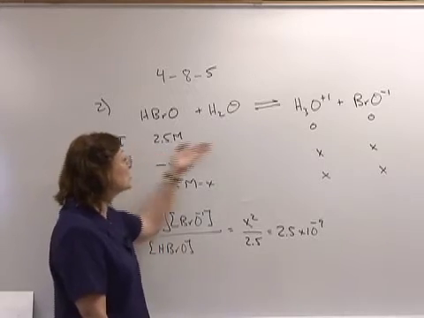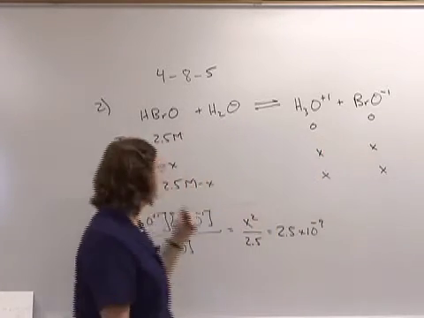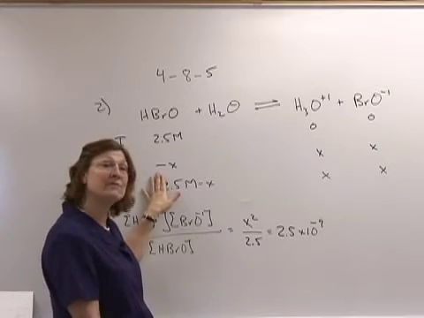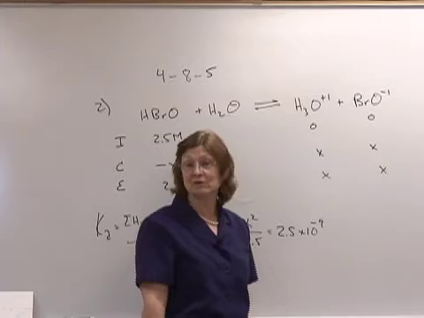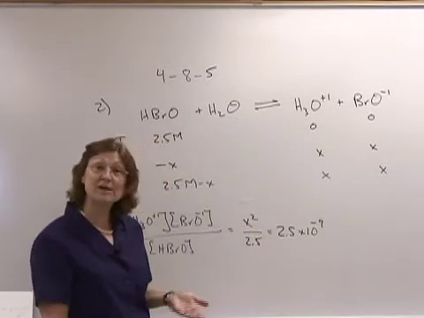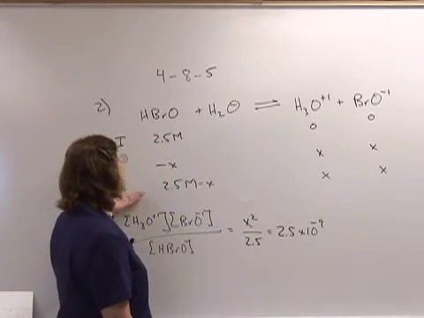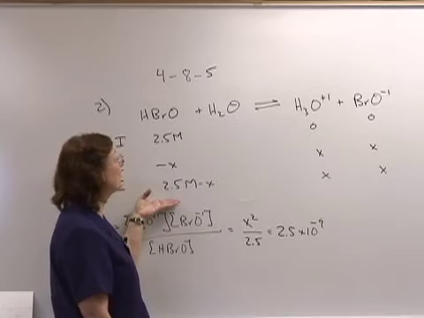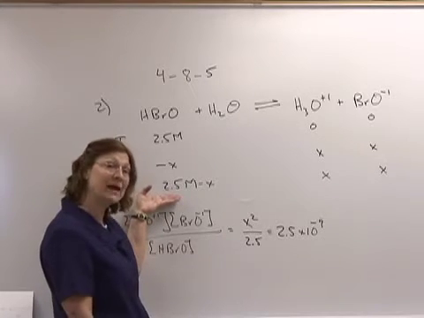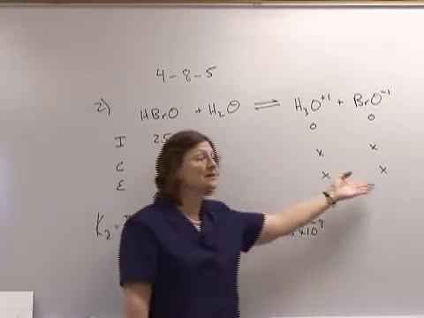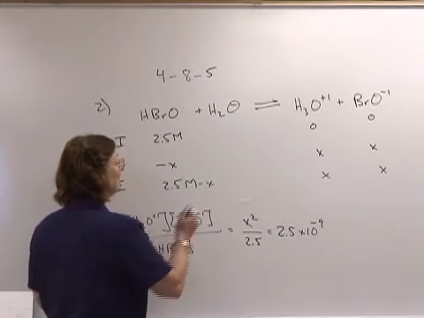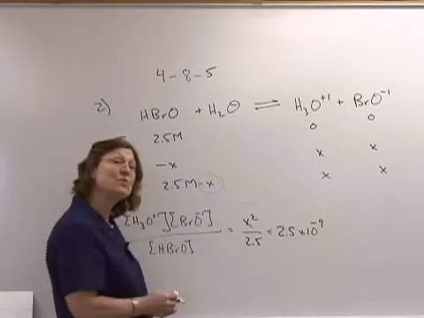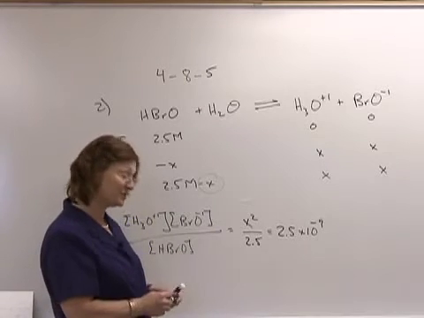And therefore, initially, none of it dissociates. And then the change is that some of it will dissociate and I will get X of each one of the particles because it's a one-to-one relationship. Then at equilibrium, I just bring these numbers down and I have 2.5 molar minus X, X and X of these ions. Then I remember that I can eliminate this X because I'm going to assume that it's less than 5% dissociated.